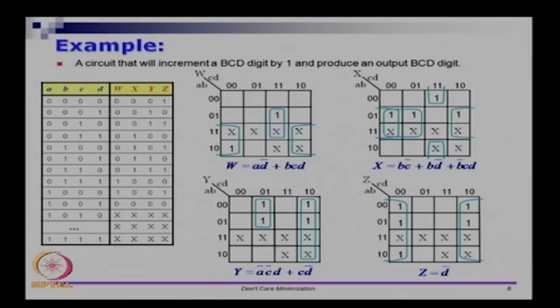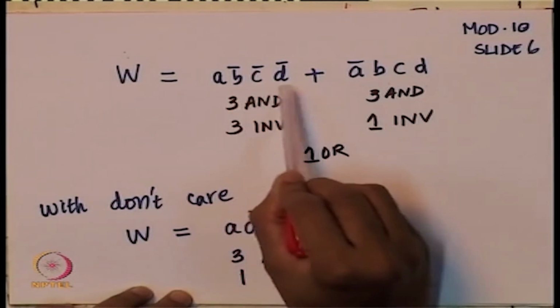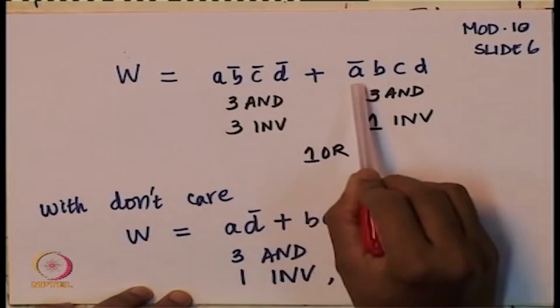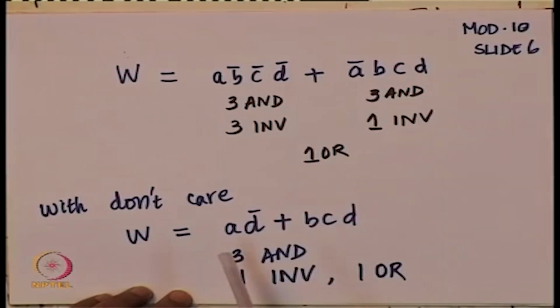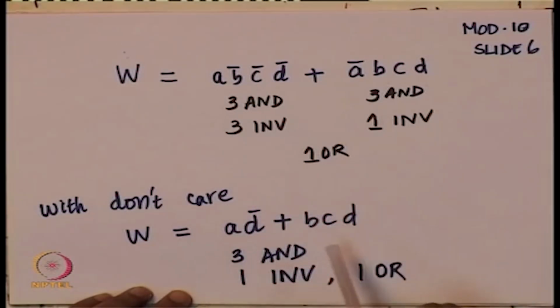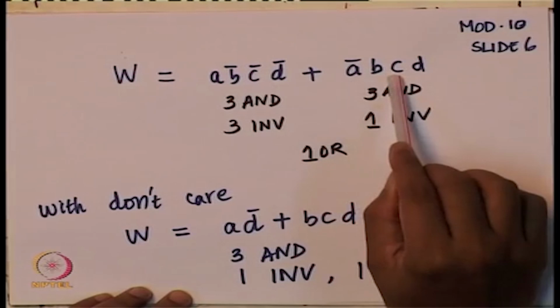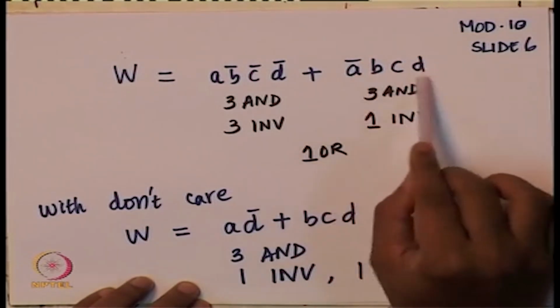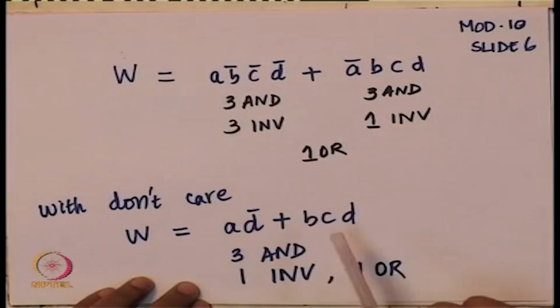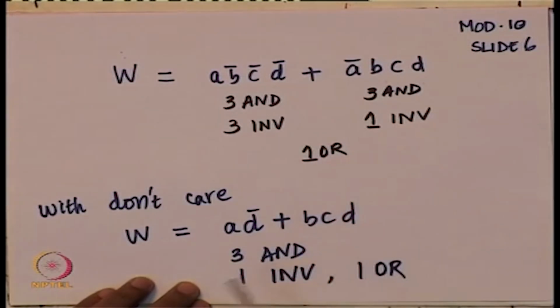So I have written this down in a piece of paper. So let us look at W. If we had to minimize it without the usage of don't cares, we would have had this term A, B bar, C bar, D bar. This would have been one of the terms, and A bar, B, C, D would have been the another term. These are the 2 terms that would have been there. Both these terms would have been loners in the K map. So to implement this, we would have needed 3 AND gates and 3 inverters. To implement this term, you would have needed 1 inverter and 3 AND gates, and you need 1 OR gate here. So overall you would have needed 6 AND gates, 4 inverters and 1 OR gate.